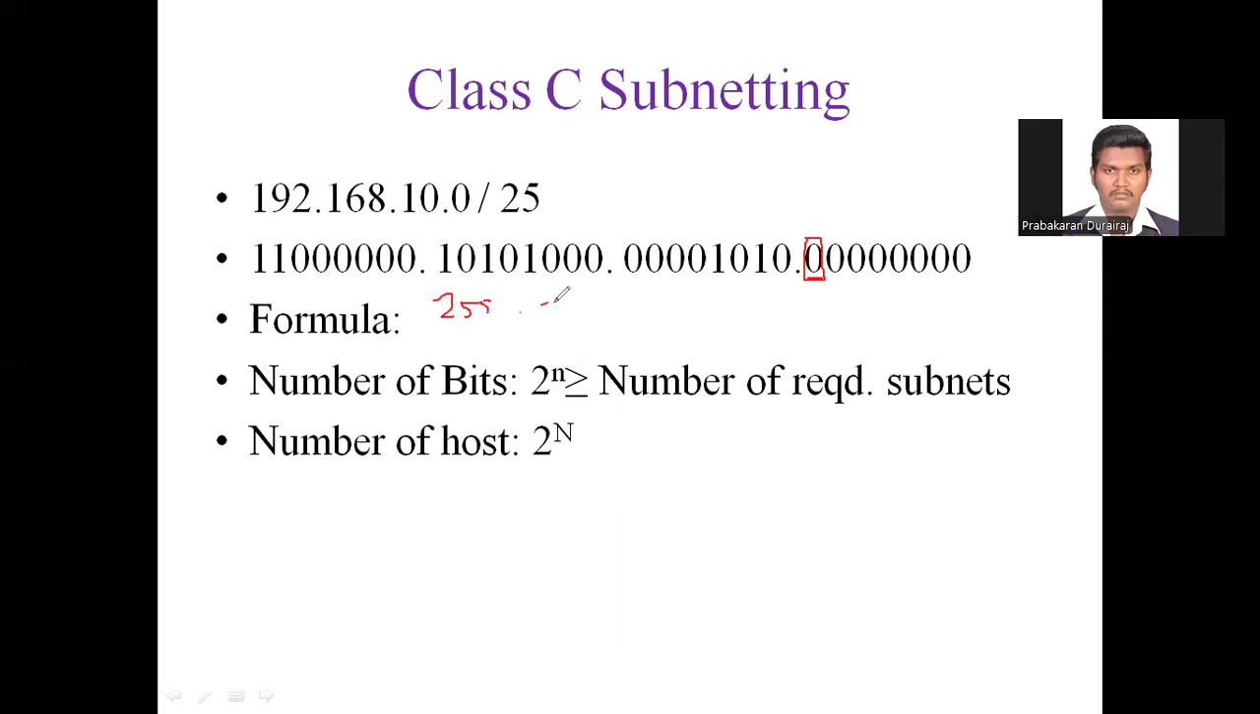New subnet mask will be 255.255.255, and the last portion. What is the value for this portion? The value for this portion is 1, 2, 4, 8, 16, 32, 64, and this is 128. So the new subnet masking will be .128 instead of .0, that is /25. Is it clear? /25, 25 bits in the network area represent.